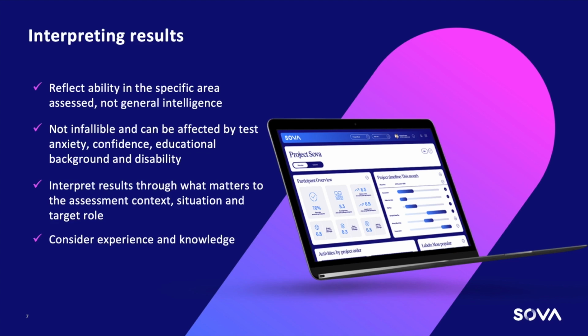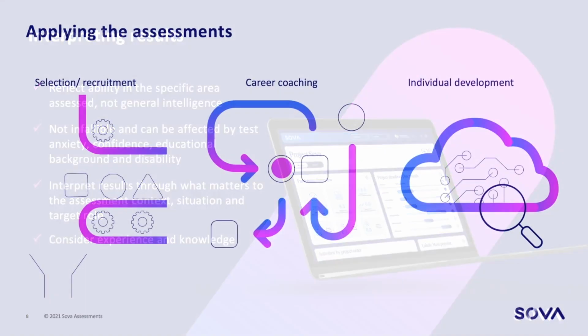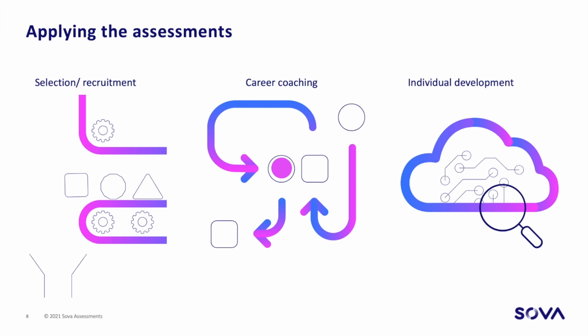So ensure you consider the bigger picture when using the test to make judgments about a person. You may also opt to weight different ability tests differently depending on their relevance to the assessment process and role in question. The tests can be applied in a number of different ways to a selection context.